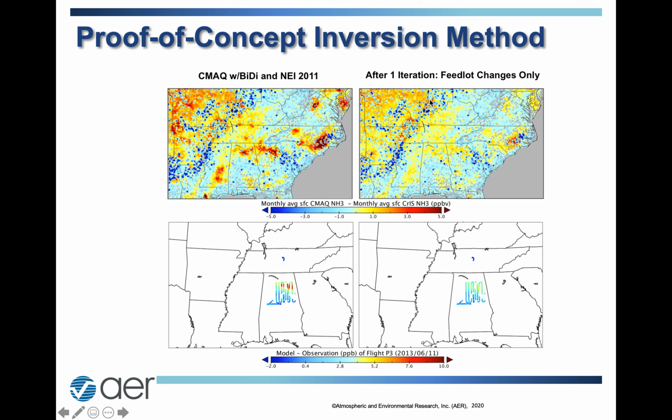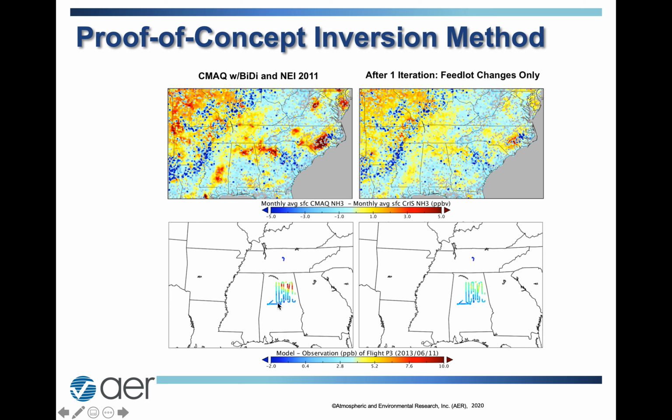You can see it is pulling things in the right direction. For example, over in northern Alabama and northern Georgia, some of those over predictions are being reduced. So it's taking things in the right direction. Of course, that's just doing what it's supposed to do, getting closer to CrIS, but we wanted to validate that independently. So this was measurements taken during the CMAS campaign from the aircraft.